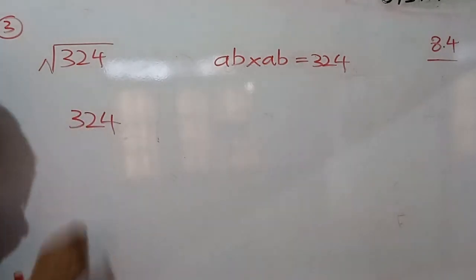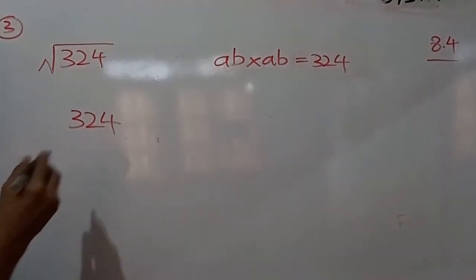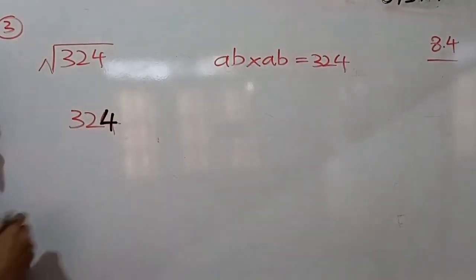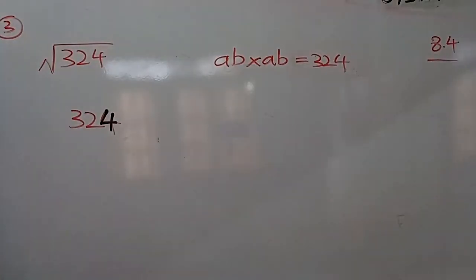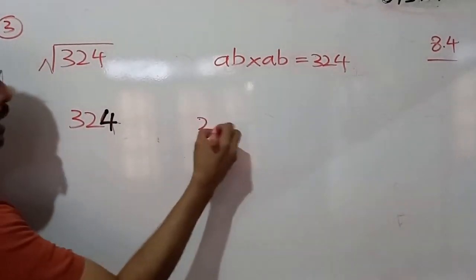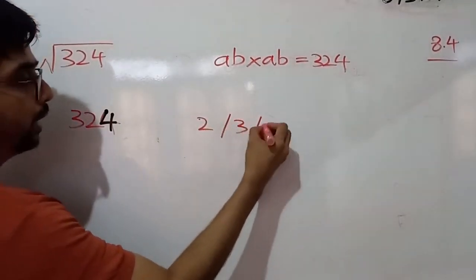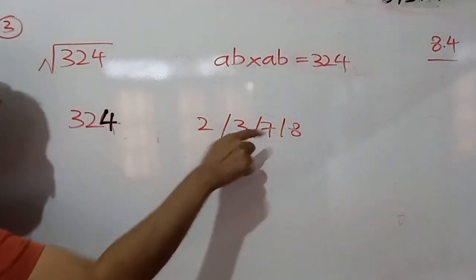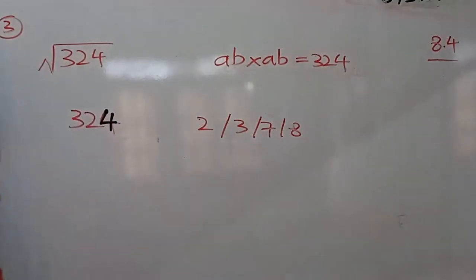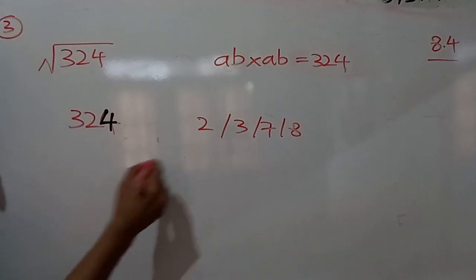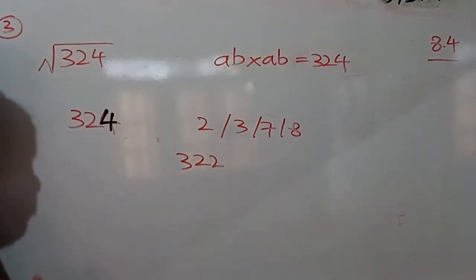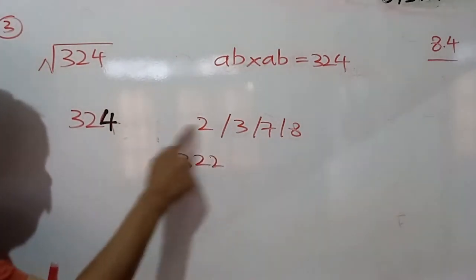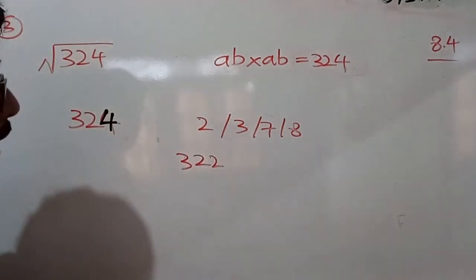So if we take a look at the ones place, the digit is 4. That means this can be a perfect square. If the digits 2, 3, 7 and 8 were there, it would definitely not be a perfect square. Suppose we had something like 322. What is the digit on the ones place? 2. Then this is not a perfect square. Right. We have discussed those.